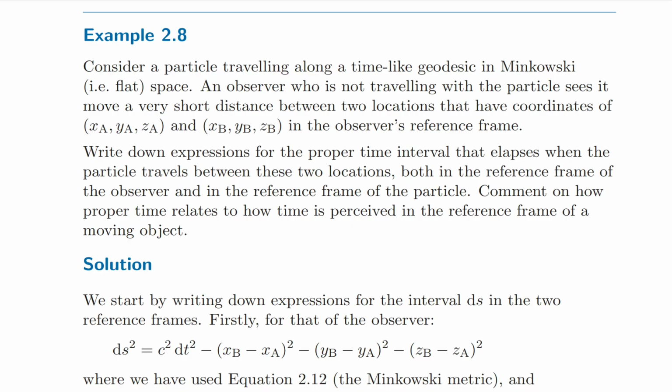Example 2.8. Consider a particle traveling along a time-like geodesic in Minkowski, i.e. flat, space. An observer who is not traveling with the particle sees it move a very short distance between two locations that have coordinates x_a, y_a, z_a and x_b, y_b, z_b in the observer's reference frame. Write down expressions for the proper time interval that elapses when the particle travels between these two locations, both in the reference frame of the observer and in the reference frame of the particle. Comment on how proper time relates to how time is perceived in the reference frame of a moving object.